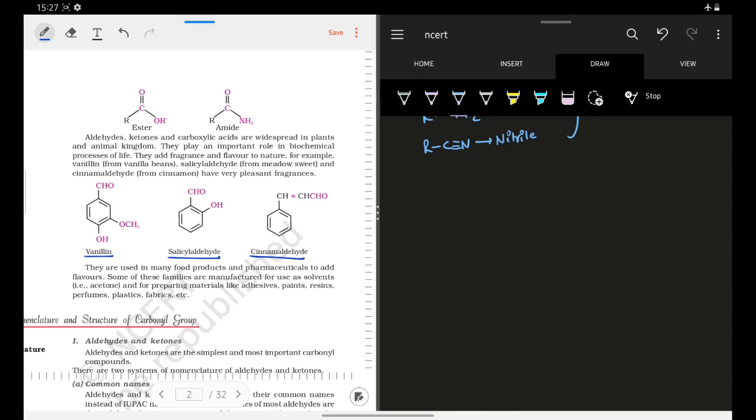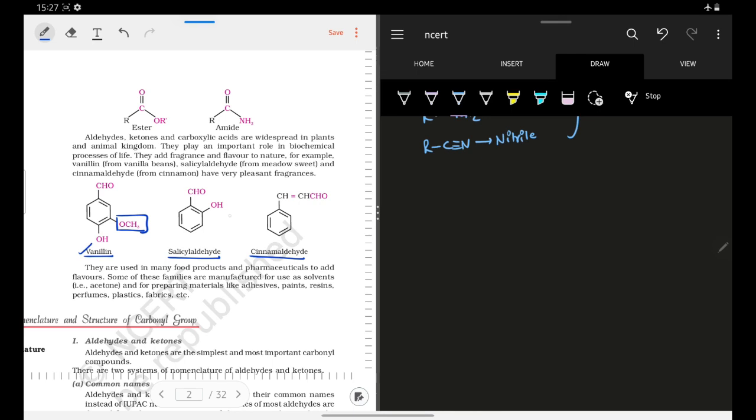I know that HI can cause the cleavage of this OCH3 group. This is an ether, so it can cleave that compound. Then you have to know the structure of vanillin, and they can ask you what will be the product formed. So you must know the structure of vanillin, only then will you be able to understand what you have to do in the reaction.